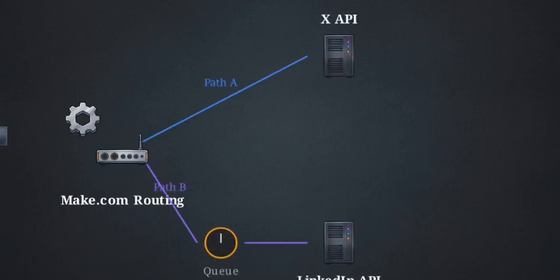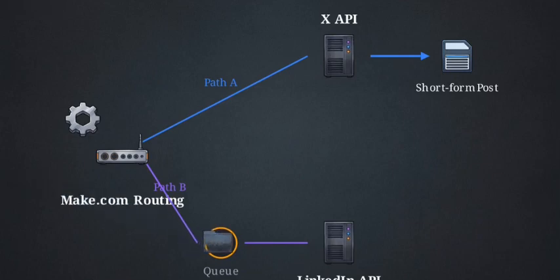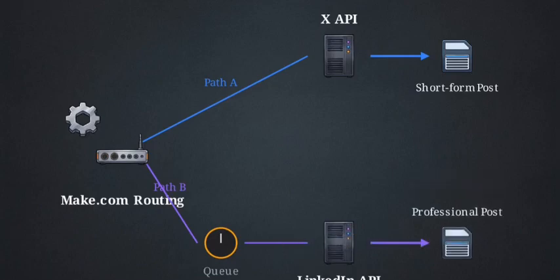This diagram illustrates Make.com routing, splitting data into 2 pathways. Path A connects to the X API, executing the short-form post instantly. Path B connects to the LinkedIn API, holding the professional post in a queue for peak hours.